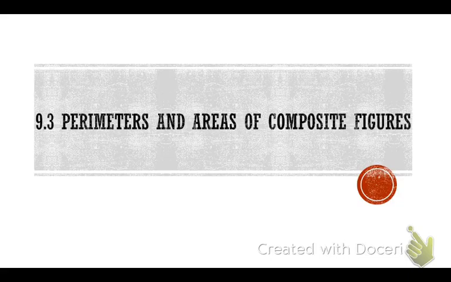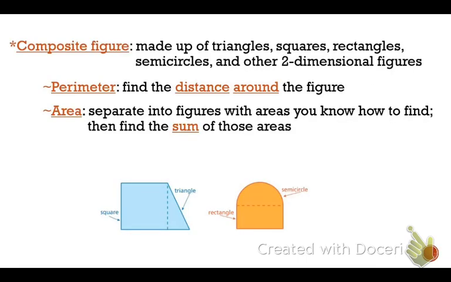Today we're starting the final section that is going to be covered for our quiz on Monday. So today we're doing 9.3, which is the perimeters and areas of composite figures. All right, so in order to understand today's lesson, you've got to understand what a composite figure is. Composite figures are made up of triangles, squares, rectangles, semicircles, and other two-dimensional figures.